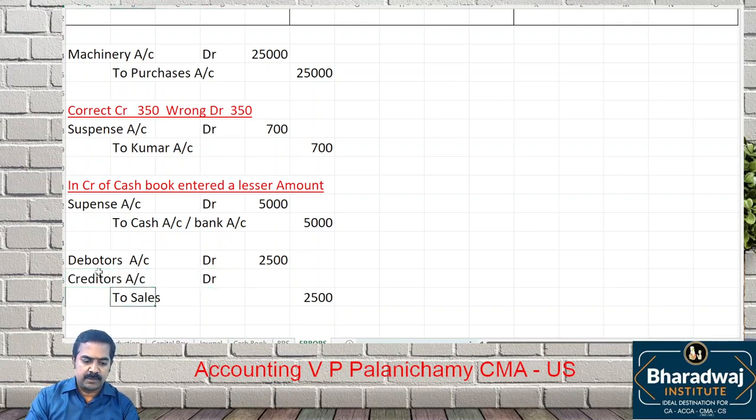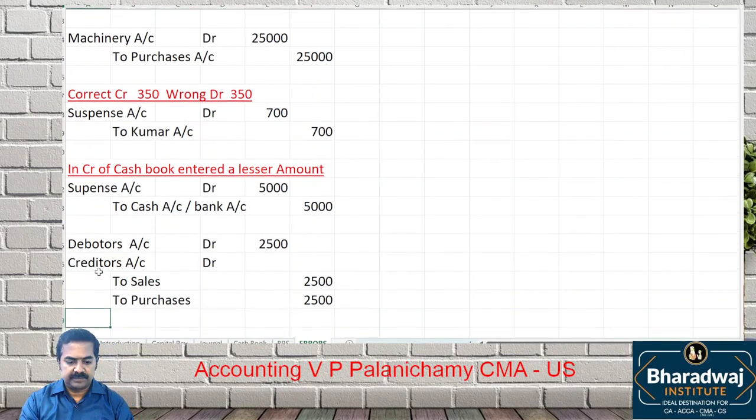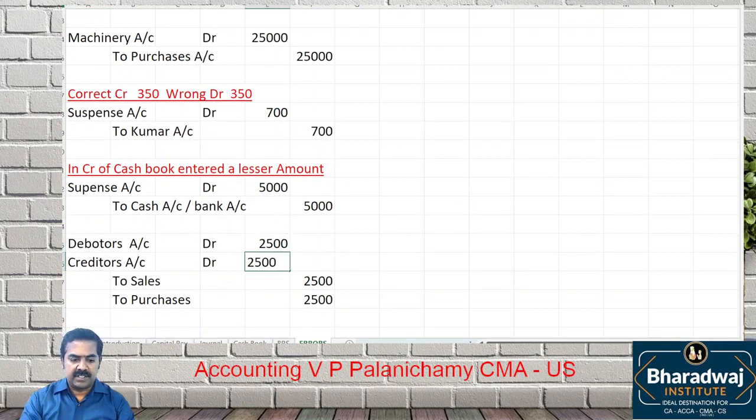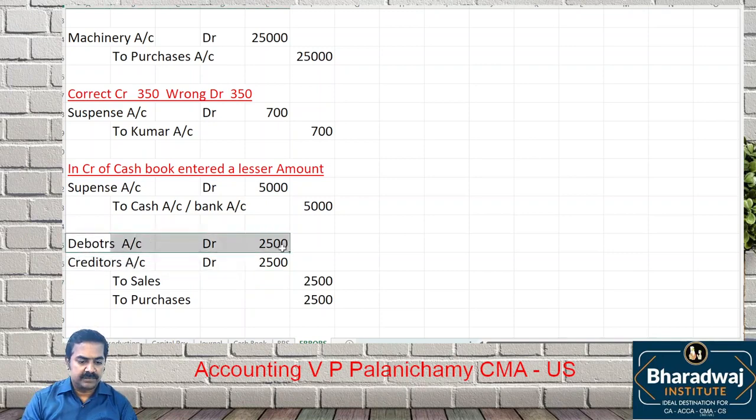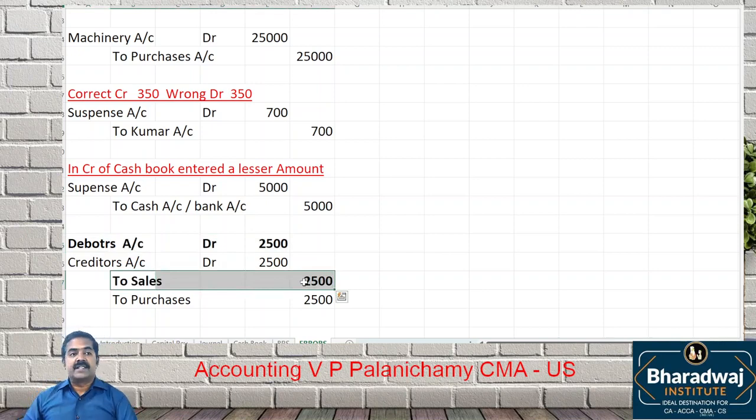Creditors account debit to purchases. 2,500. It is not a mistake in ledger, it is a mistake in day book itself. Once again, why debtors account debit to sales? To put the correct entry. Why creditors to purchases? To cancel the entry, to cancel the wrong treatment. So debtors account debit to sales, and creditors account debit to purchases. Debtors account debit to sales is correct, but we wrongly passed purchases to creditors, so to cancel that, creditors to purchases.